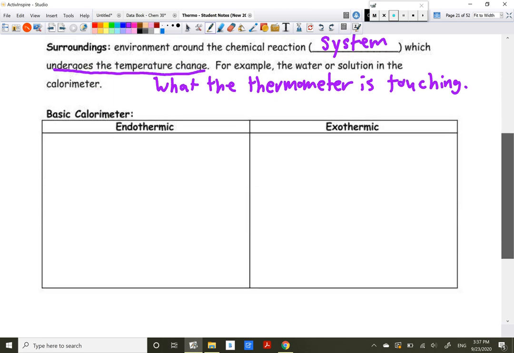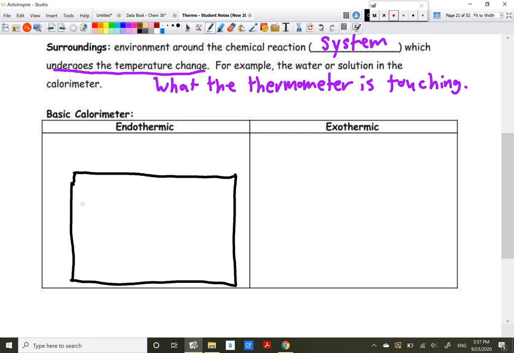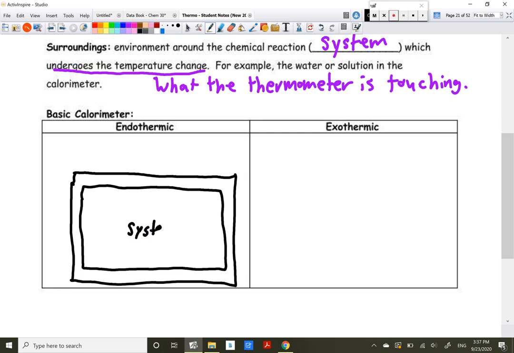All right? So our calorimeters, whether they're endothermic or exothermic, will kind of look the same. This is a general basic calorimeter setup where we need an isolated system, so some sort of device that is insulated. In the middle, we've got our system undergoing the reaction, and everything around our system right here is our surroundings.